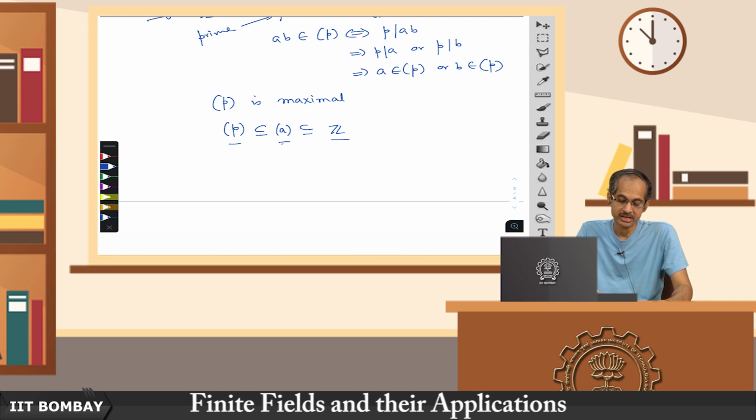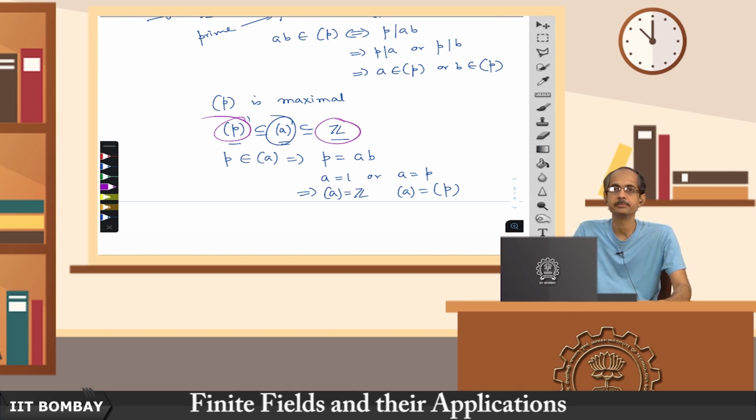Since P is in this ideal, the integer P itself is in this ideal, which means that it is a multiple of A, something like A times B. But we know that P is a prime number, so it cannot be factored non-trivially. So, the only way it can happen is that either A equals 1 or A equals P. Now, if A is equal to 1, then this means that this is Z. If A is equal to P, then this means this is equal to the ideal generated by P. So, you see that this ideal is either this one or this one, it cannot be in between.